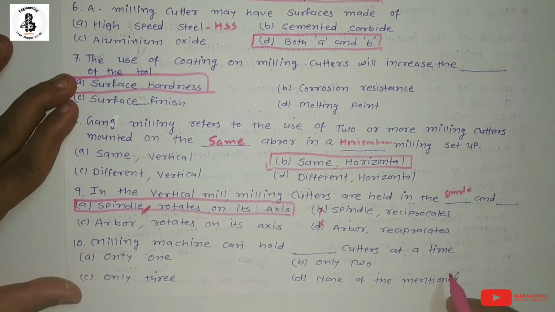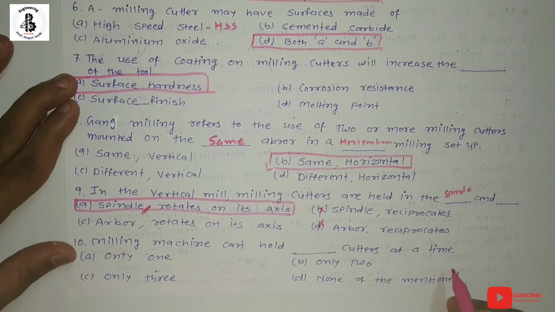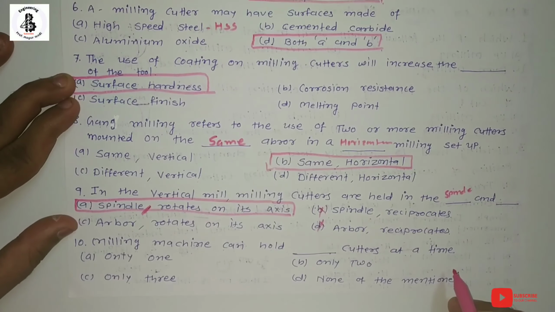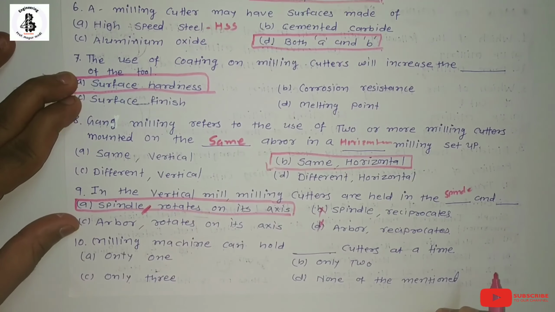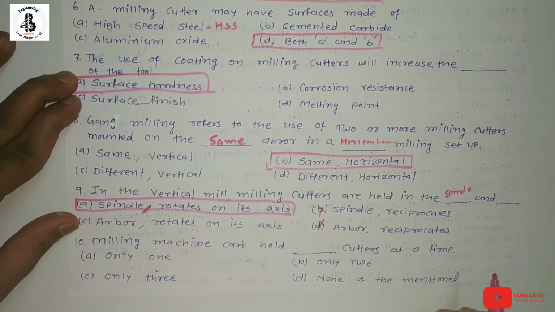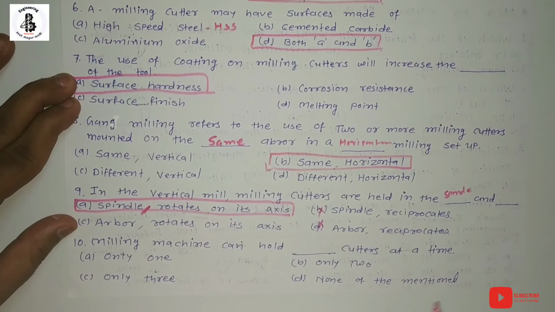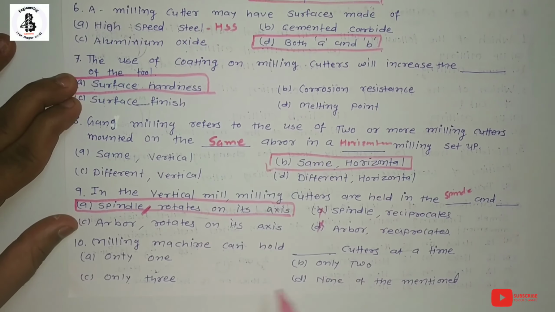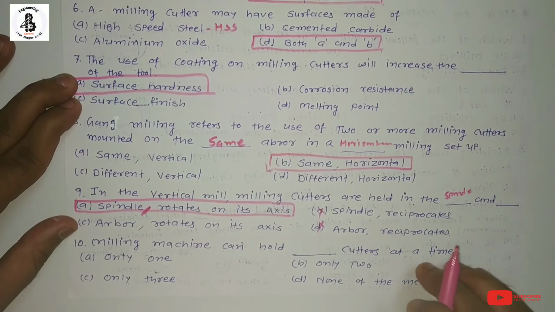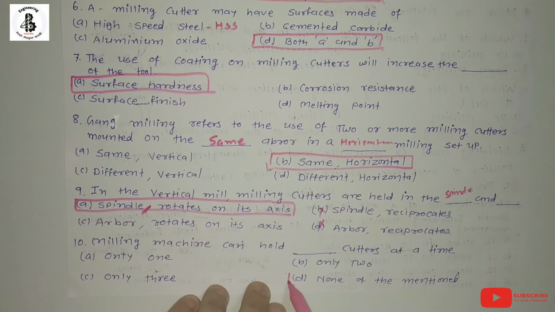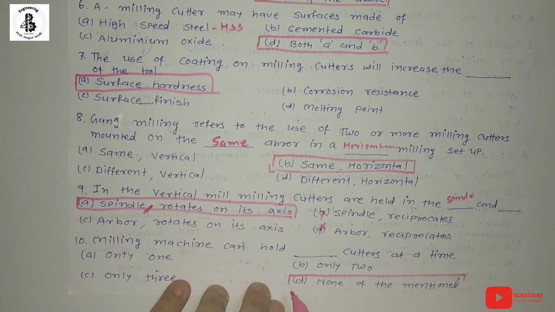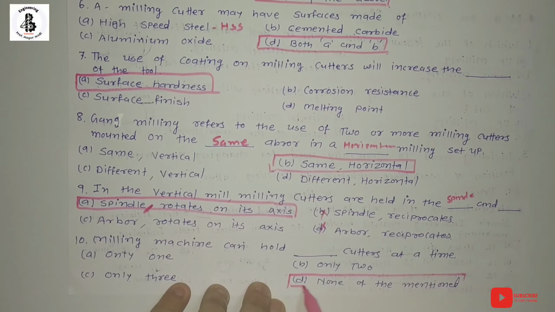So according to milling machines, you can use multiple cutters. According to the requirements of the shape and size of the job, you can use more than two or three, or in the case of gang milling, you can use up to six cutters. So not only one, not only two, not only three. So according to these given options, the answer is option D, none of the mentioned.